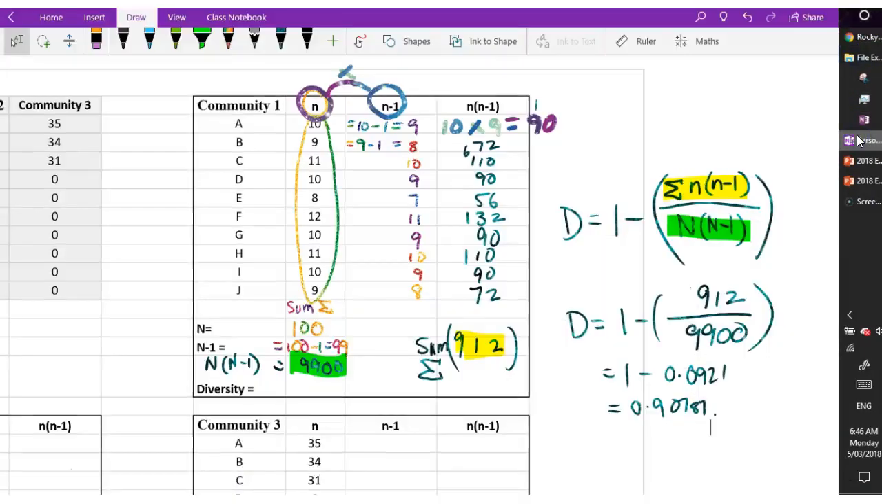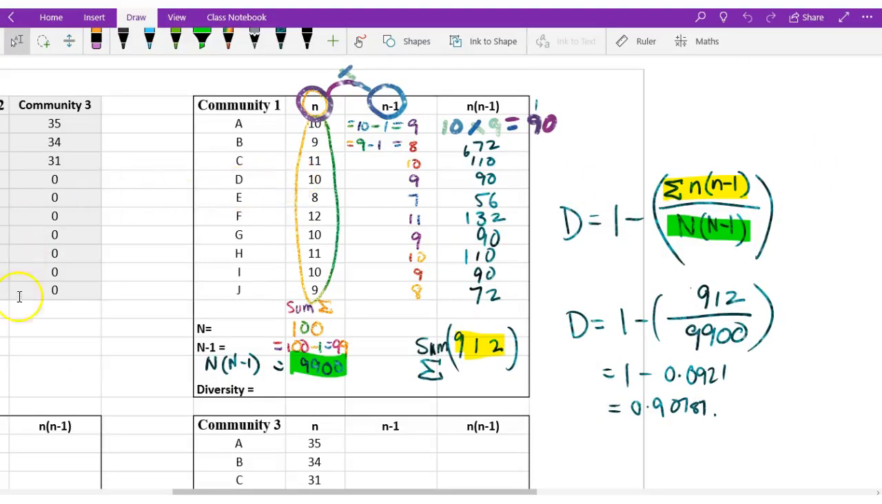And that is Simpson's diversity formula in a nutshell. Good luck. You're going to need to practice doing this until you get your head around it. You have answers to check along the way. Off you go.